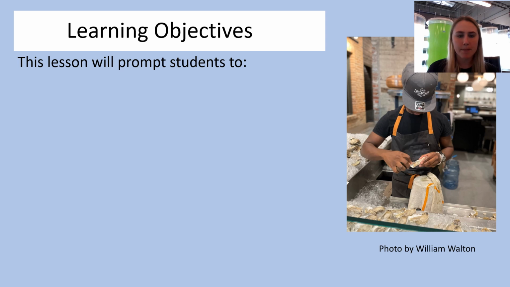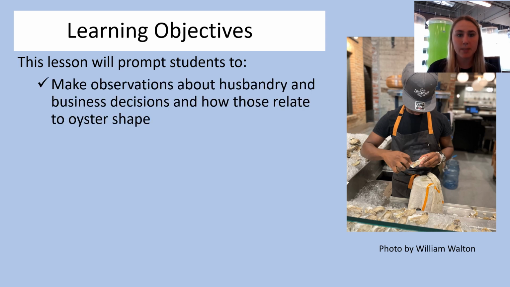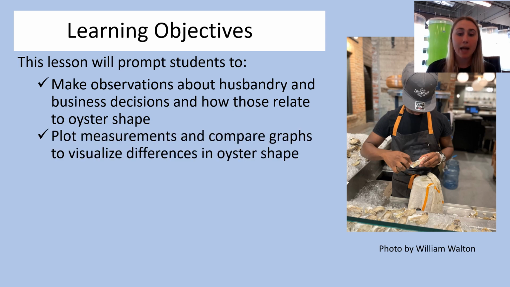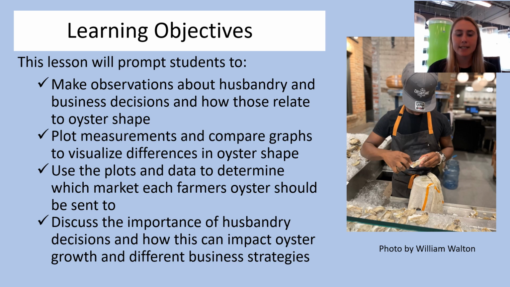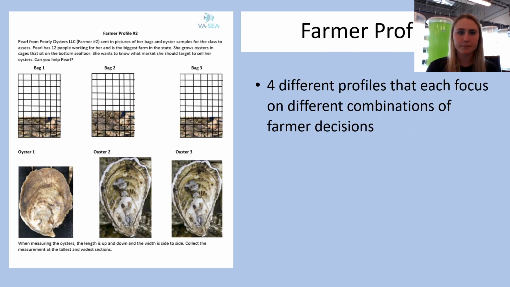So this lesson will prompt students to make observations about husbandry and business decisions and how those relate to oyster shape, plot measurements and compare graphs to visualize differences in oyster shape, use the plots and data to determine which market each farmer's oyster should be sent to, and discuss the importance of husbandry decisions and how this can impact oyster growth and different business strategies.